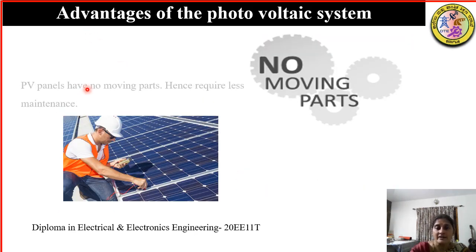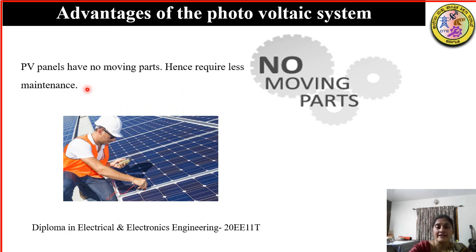Another advantage of a photovoltaic system is that there are absolutely no moving parts. In conventional power plants, which we studied earlier, say for a hydropower plant or a thermal power plant or a diesel power plant, we had hydro turbines, steam turbines, and engines respectively. So all these systems had moving parts.